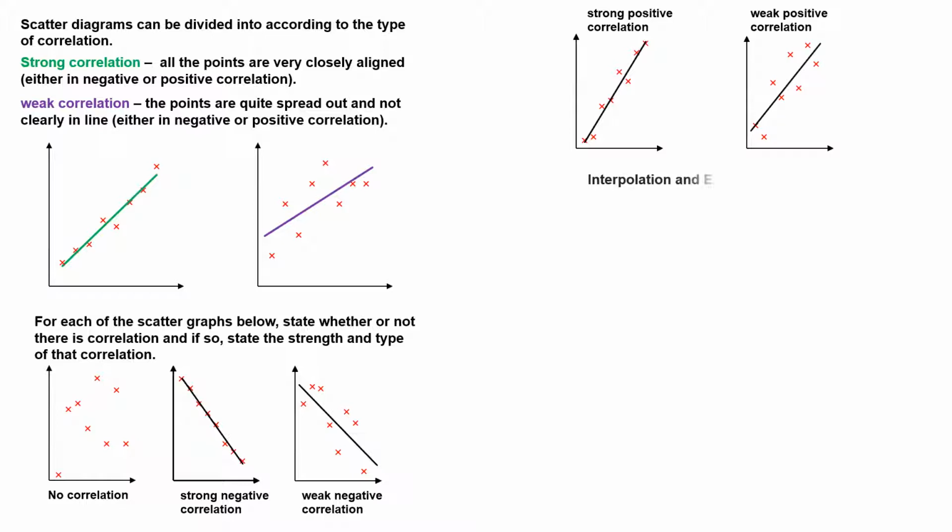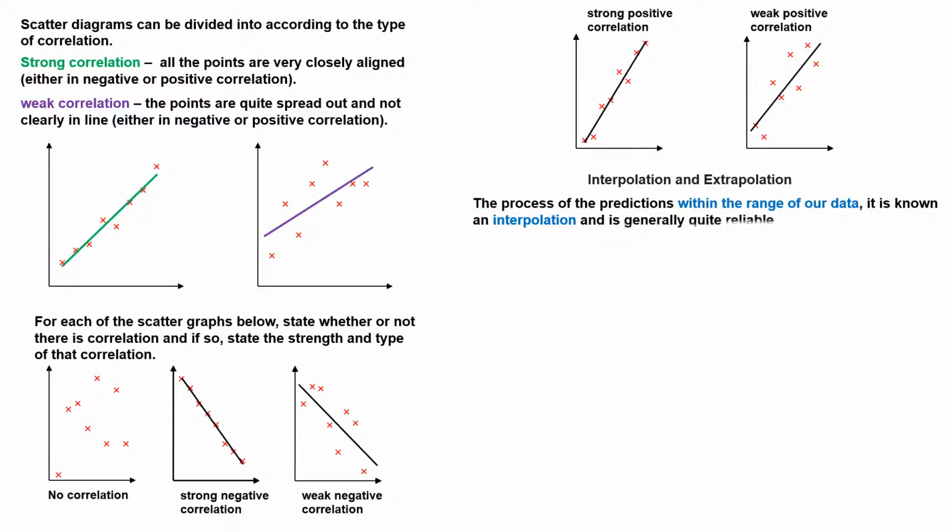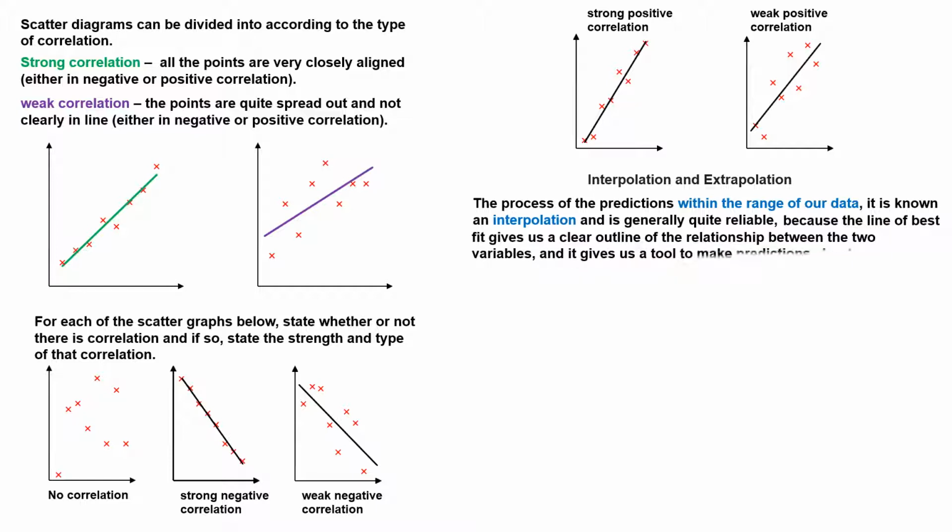Interpolation and extrapolation. The process of making predictions within the range of our data is known as interpolation and is generally quite reliable, because the line of best fit gives us a clear outline of the relationship between the two variables, and it gives us a tool to make predictions about data points.